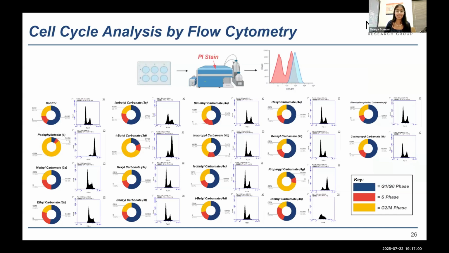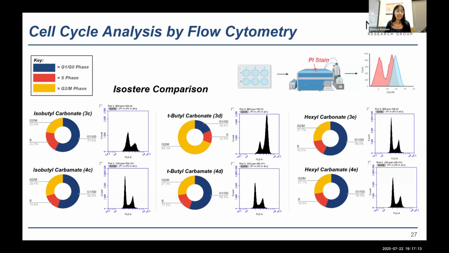Additionally, also analogous to the MTT assay, the rest of the compounds showed similar percentages in all the phases, which also was analogous to what we saw in terms of the activity in MTT. Now we wanted to take a close look at the different isosteres.